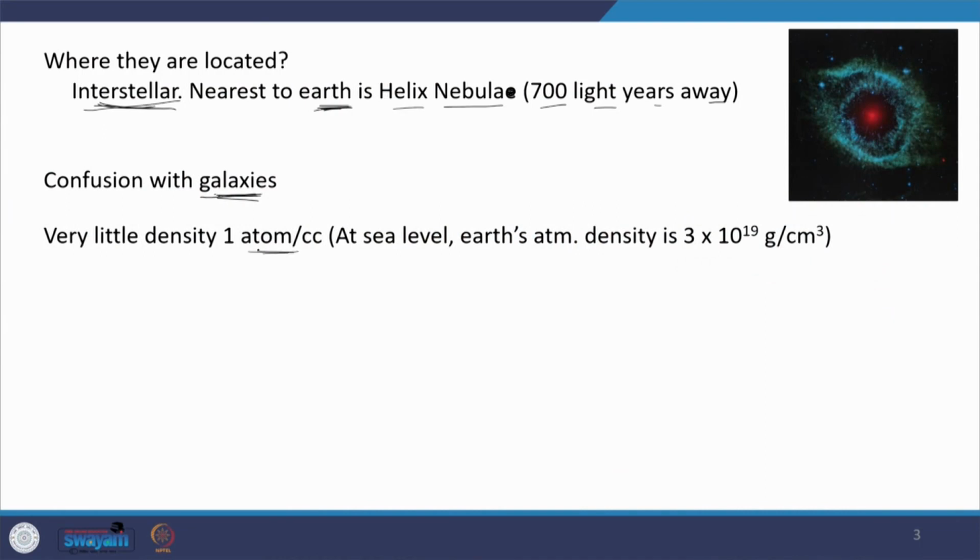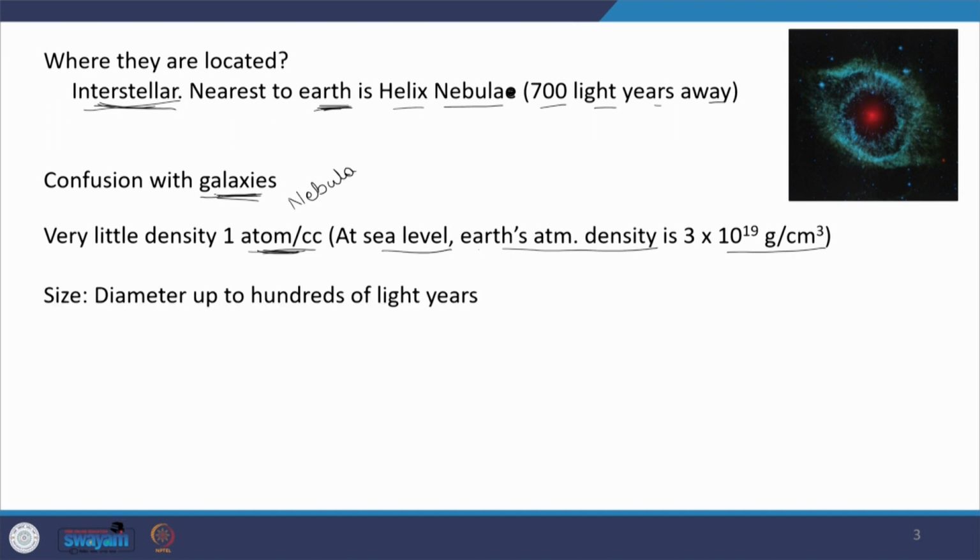Okay. Now, if I provide some information about the density, its density is extremely low, less than 1 atom per cc when you compare with the Earth's atmospheric density at sea level. It is about 10 to the power of minus 19 grams per centimeter cube. So, this gives an idea about the density of the nebula. Okay. So, all these numbers I am giving for the nebula. What about size? Not small, of course. The diameter is up to hundreds of light years.